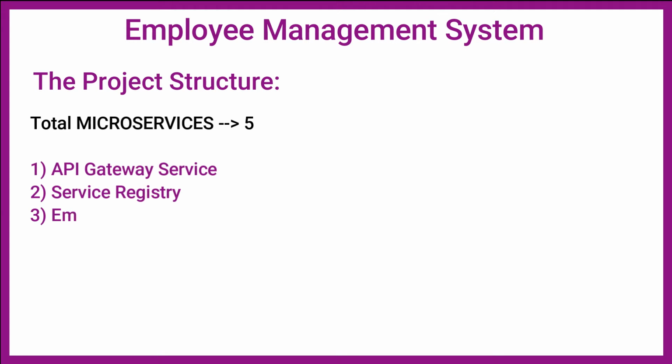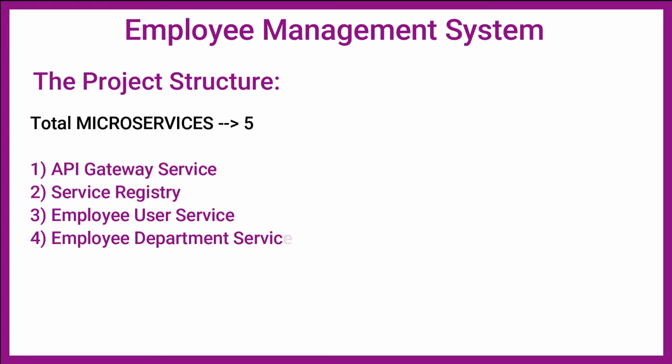The second one is service registry. A service registry is a component that will allow our microservices to locate and communicate with each other dynamically. The third one is employee user service. An employee user microservice will handle all the user related operations. The next one is employee department service. So the department microservice will handle all the department related operations. And the last one is employee salary service. So employee salary microservice will handle all the employee salary related operations.